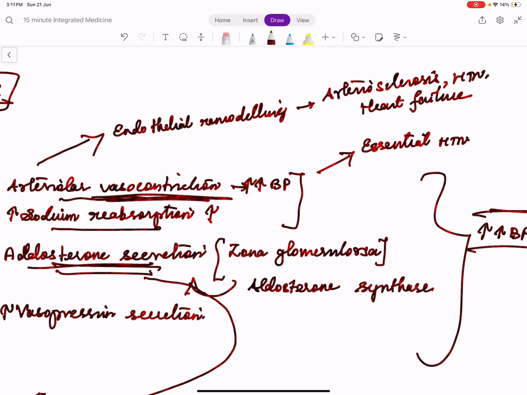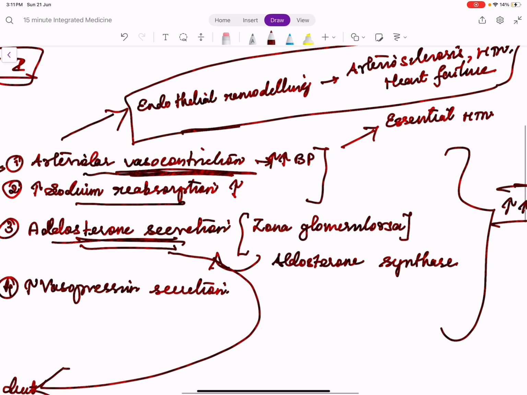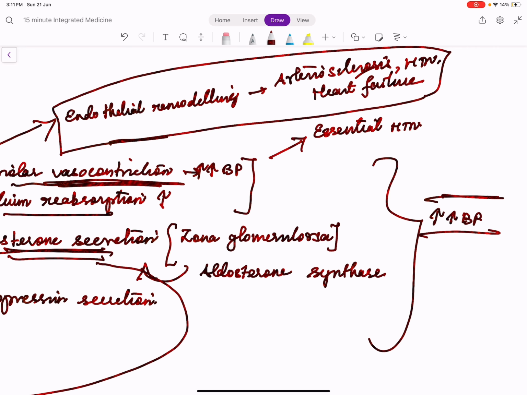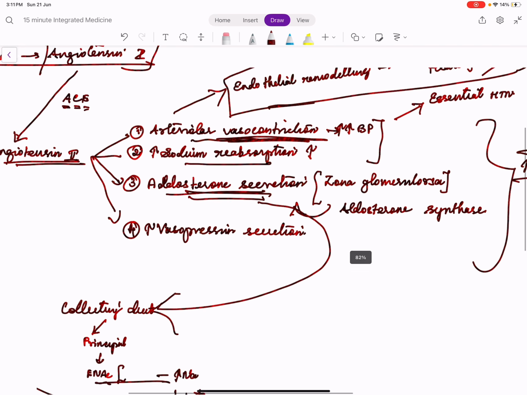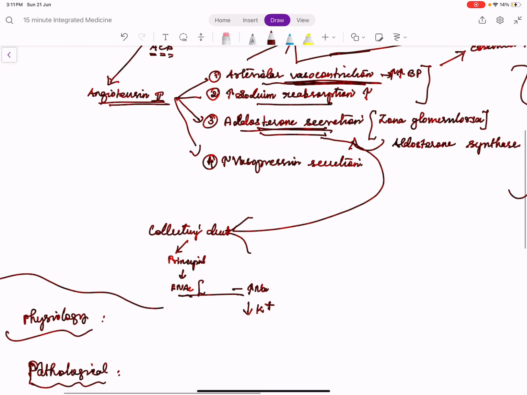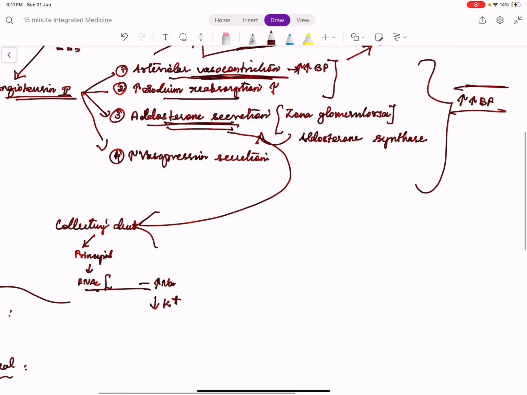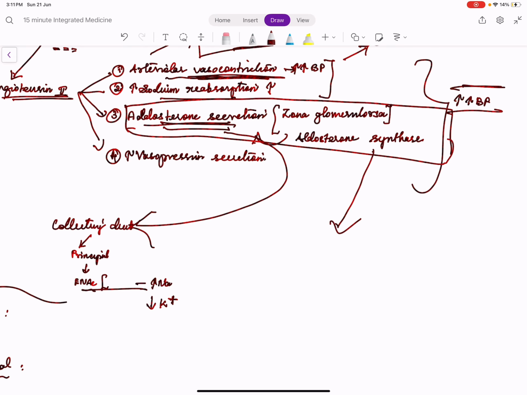So the same system which does good by increasing BP in hypotension, when it becomes dysfunctional, leads to arteriosclerosis, hypertension and heart failure. Aldosterone is a part of the zona glomerulosa, as I already told you. So there's a disease called hyperaldosteronism.